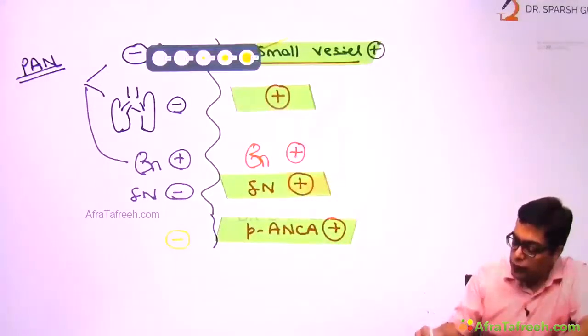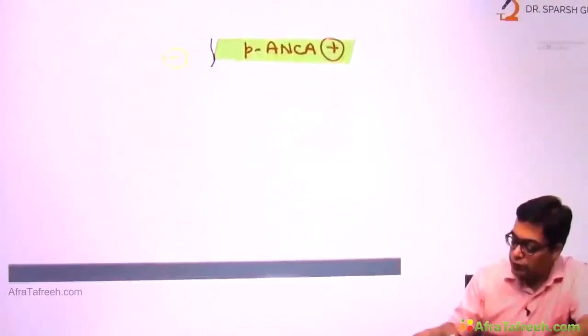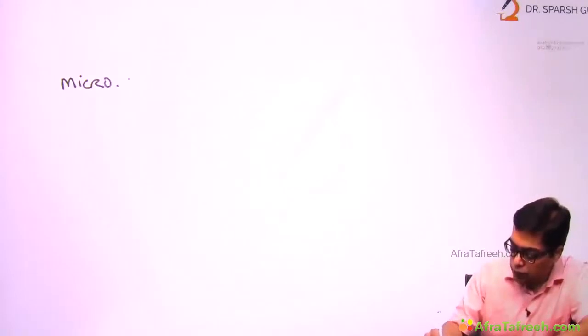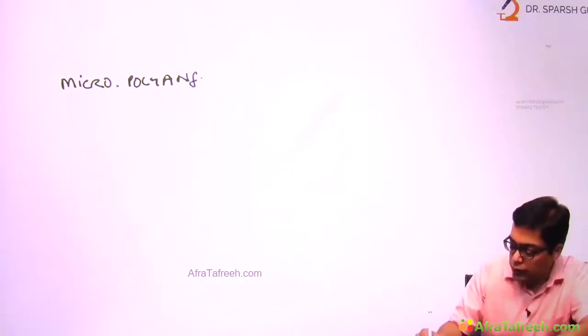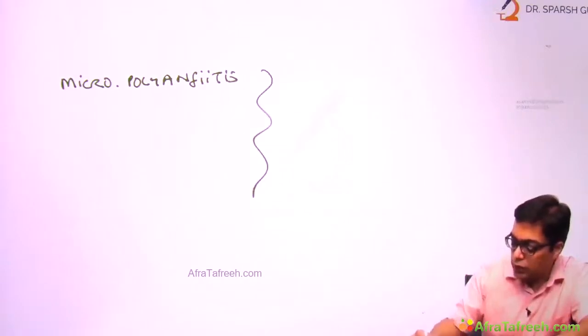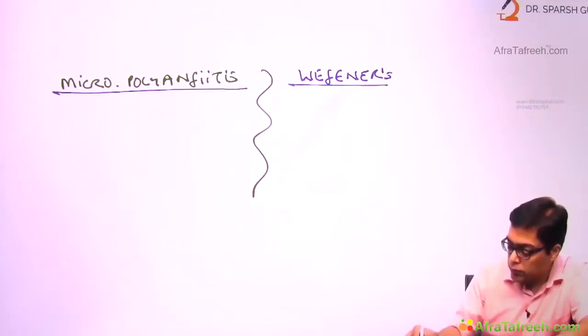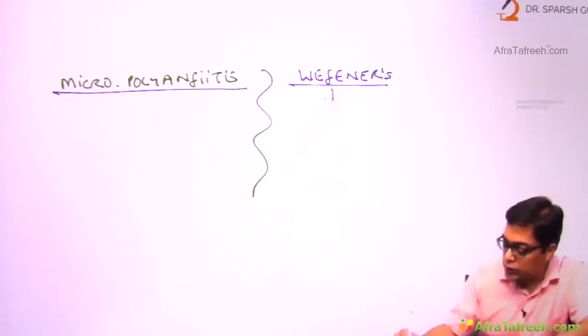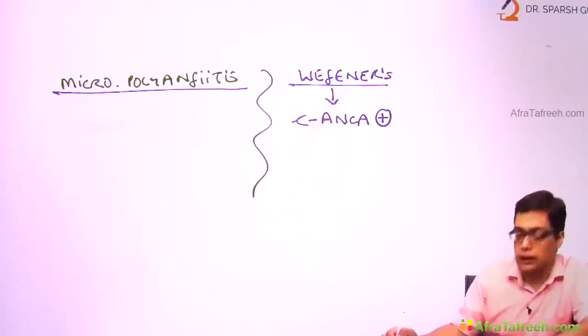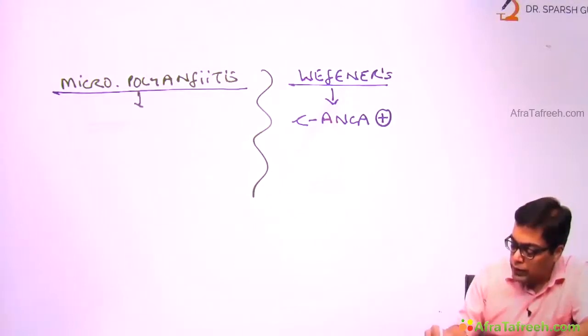The other important fact that we must be able to differentiate at the time of a board exam question is to distinguish between microscopic polyangiitis and the condition we discussed as the first example of a small vessel vasculitis, Wegener's disease. The first important difference is the nature of the antibody: in a patient having Wegener's disease it is C-ANCA, or more appropriately PR3-ANCA. In microscopic polyangiitis, patients have P-ANCA positivity.